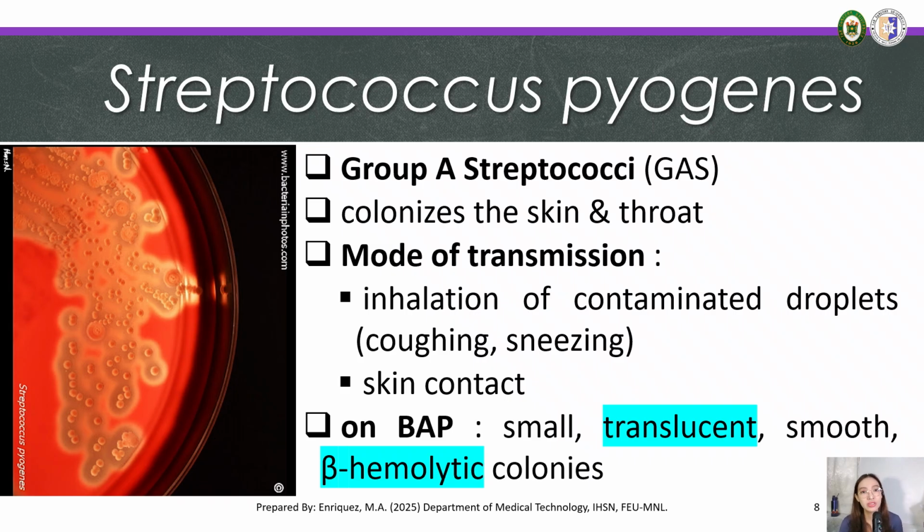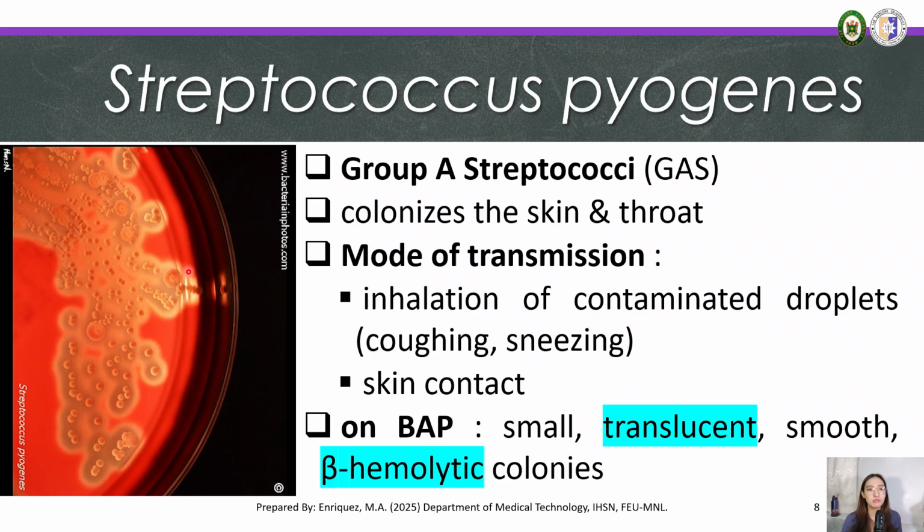All right. So their colony morphology on BAP appear to be small, translucent, and beta hemolytic, as shown here on this photo to the left. So as we can see right here, observe that there has been complete clearing or clear zone or halos surrounding each colony, right?